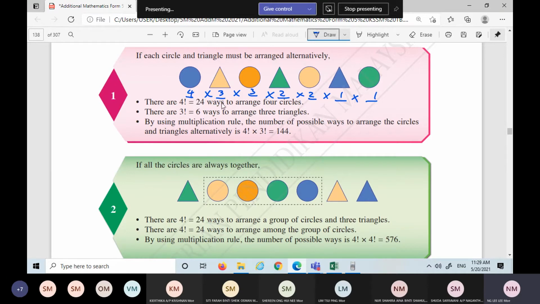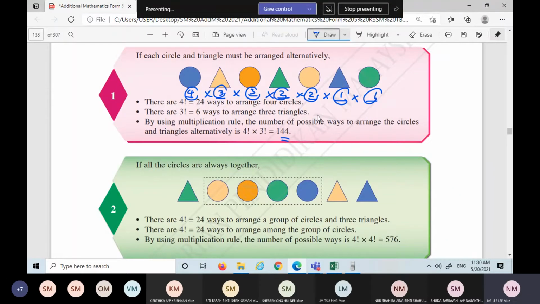But you see here, they analyze it this way: for the circles, 4 factorial, for the triangles, 3 factorial. Actually the same thing. Circle, 4 times 3 times 2 times 1, this is 4 factorial. Triangle, 3 times 2 times 1, this is 3 factorial. Then 4 factorial times 3 factorial, you get 144. So this is the answer.